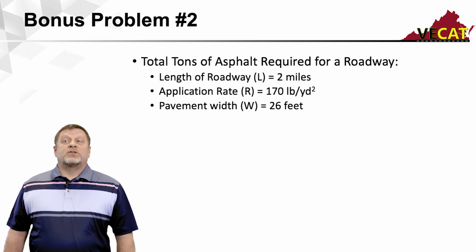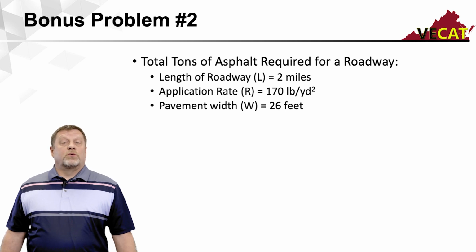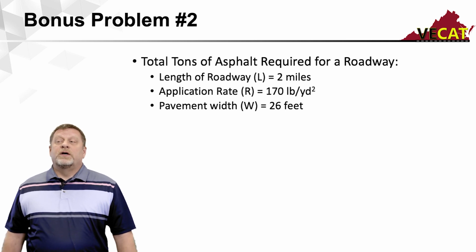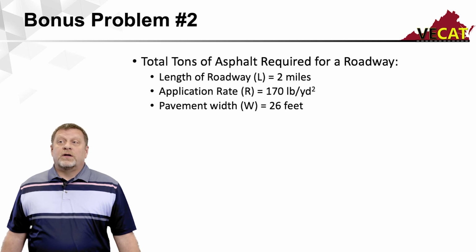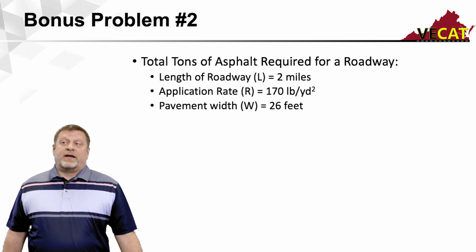Now let's talk about the total tons of asphalt required for a roadway, basically a whole road. This road happens to be 2 miles long, and our application rate's back at 170 pounds per square yard. The pavement width, all the way across the pavement, happens to be 26 feet wide. What's our total tons for this roadway going to be?